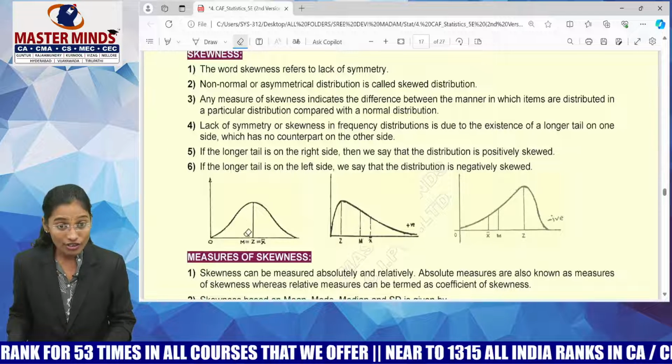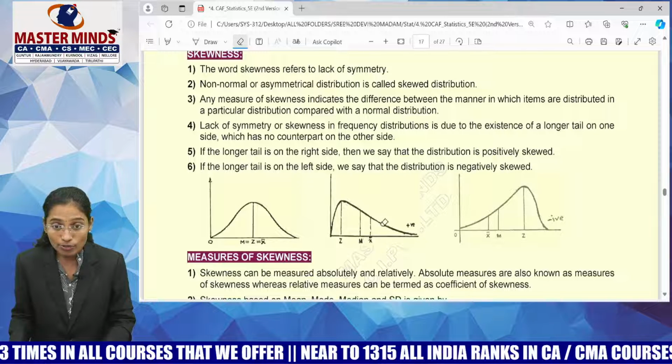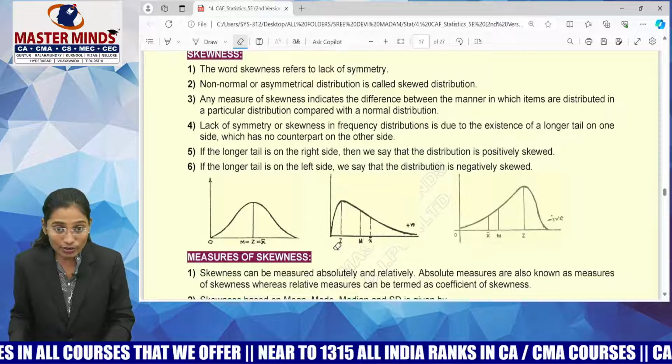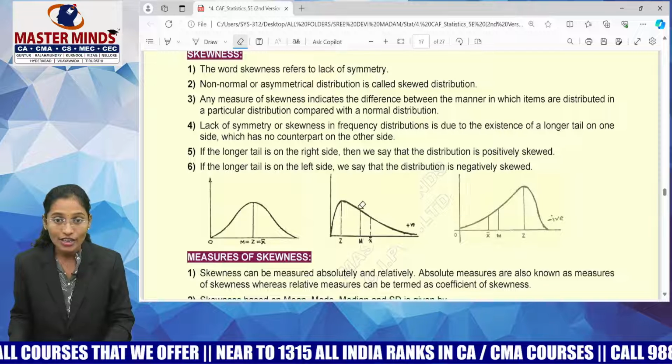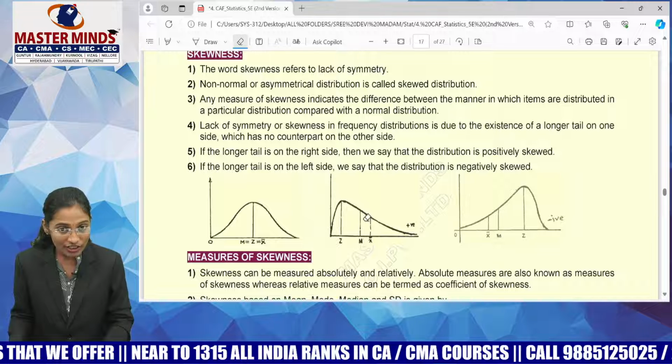Whenever the distribution is symmetrical, mean equals median equals mode. Whenever the distribution is positively skewed, on the left side there is the mode because it has the highest frequency. Median will always be there. As mean is affected by extreme observations, mean turns towards the right.